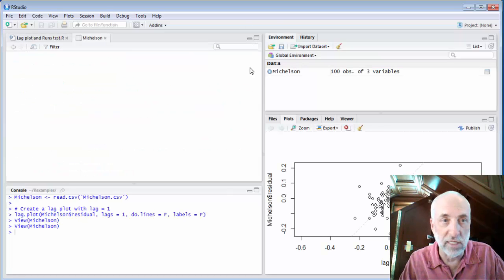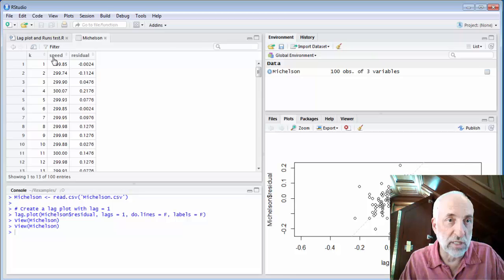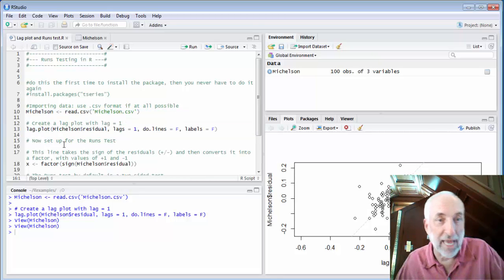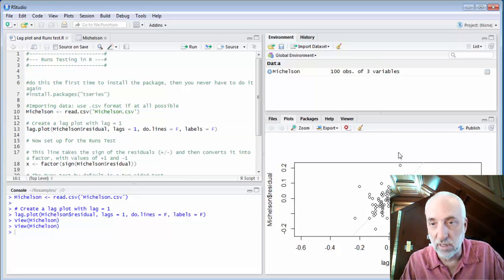Look at the Mickelson data itself. You see it's got a residual column that is directly from that Excel spreadsheet that we saw earlier. So I can generate the lag plot just by running lag.plot, and sure enough, there it is. And it shows the same behavior that we saw before.